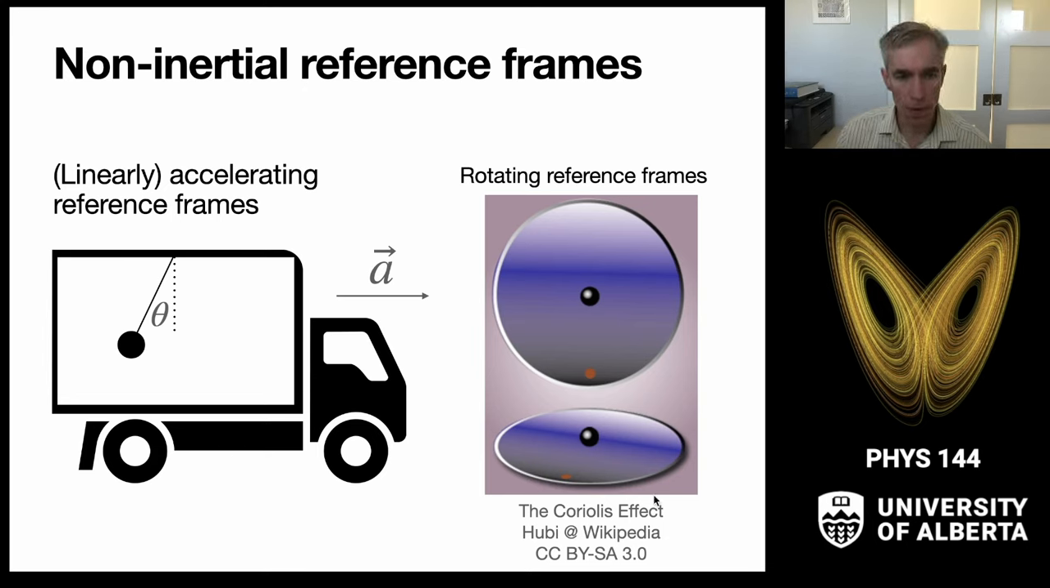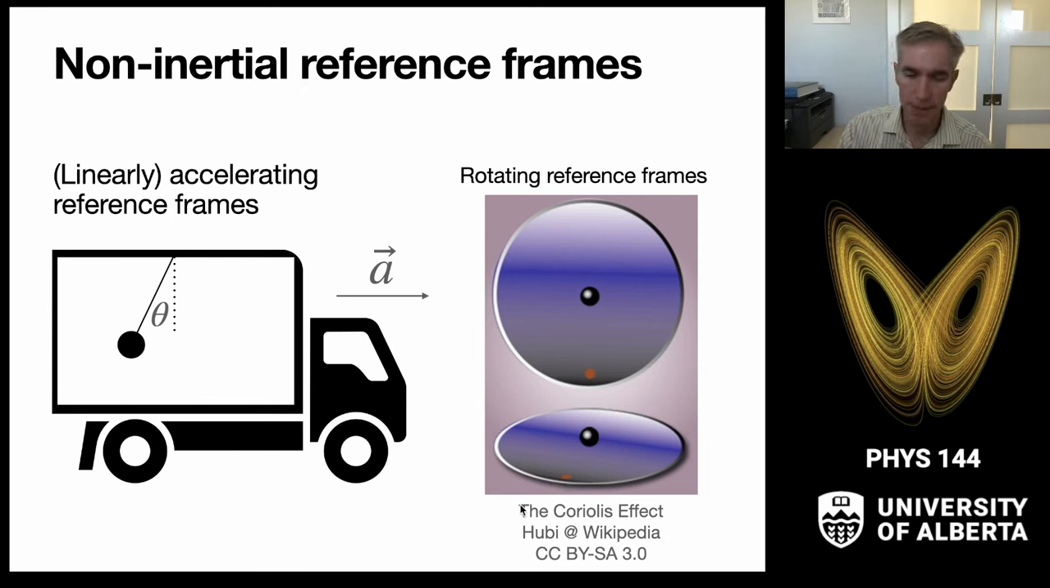Over here is a rotating reference frame, and it's shown in two perspectives. From the top, this is an inertial reference frame. It's a top-down view of a rotating disk with a little ball on it and a little reference marker right here. And so what's going to happen is that this ball is just going to be pushed out towards this little red marker here. In the bottom, we're locked in the rotating reference frame, where this little dot, say an observer, is going to be fixed in one place.